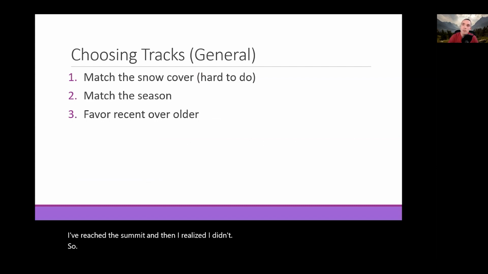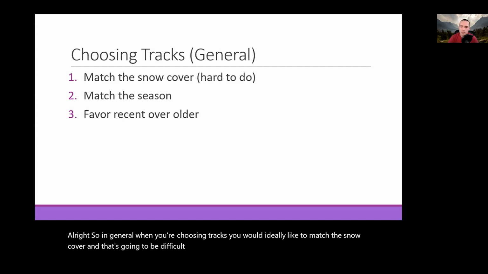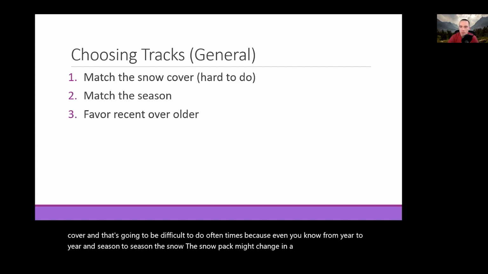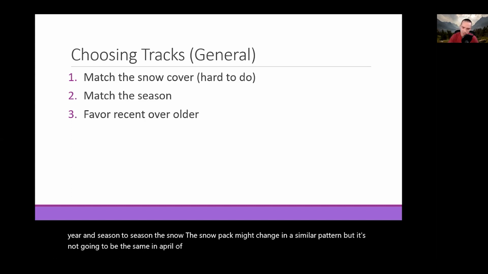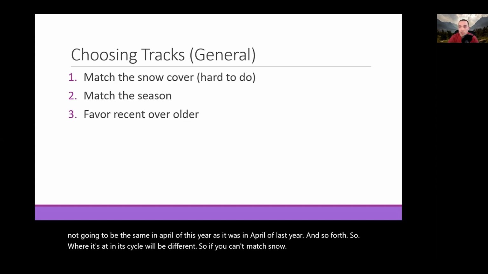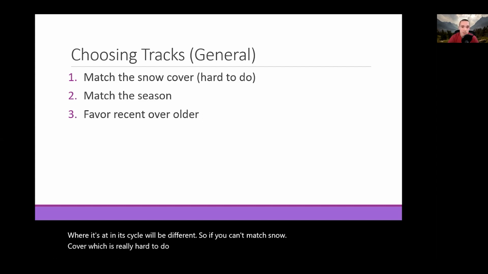All right. So in general, when you're choosing tracks, you would ideally like to match the snow cover. And that's going to be difficult to do oftentimes because, from year to year and season to season, the snow pack might change in a similar pattern, but it's not going to be the same in April of this year as it was in April of last year and so forth. So where it's at in its cycle will be different. So if you can't match the snow cover, which is really hard to do, then try and match the season, which is easier to do.